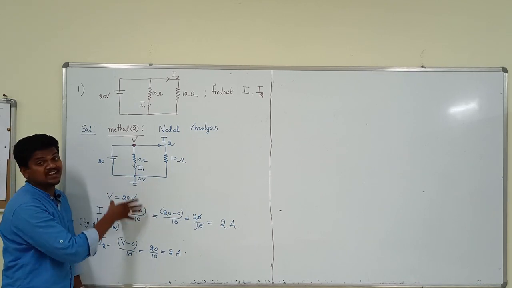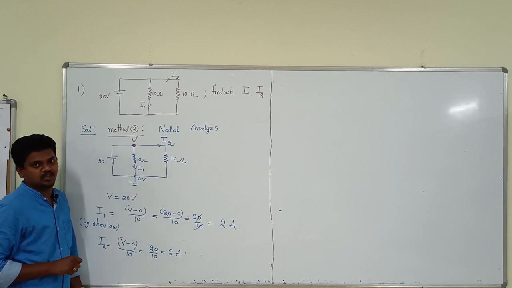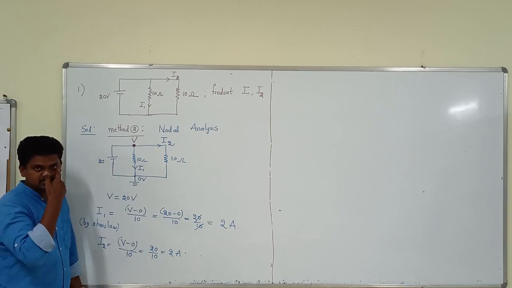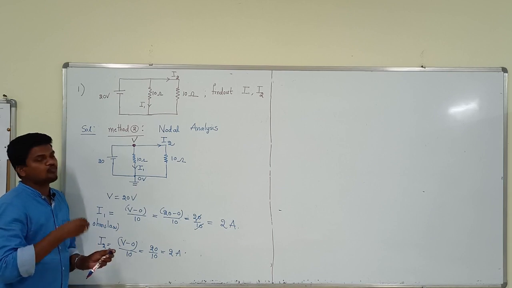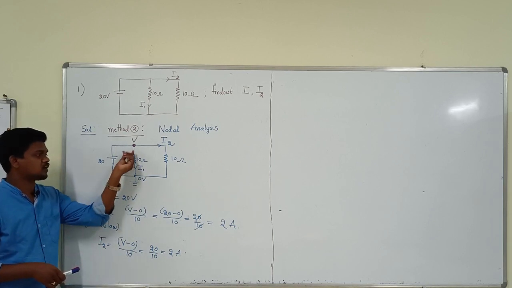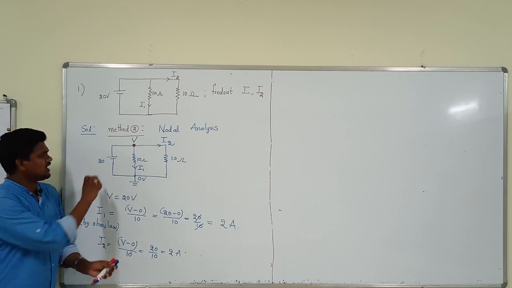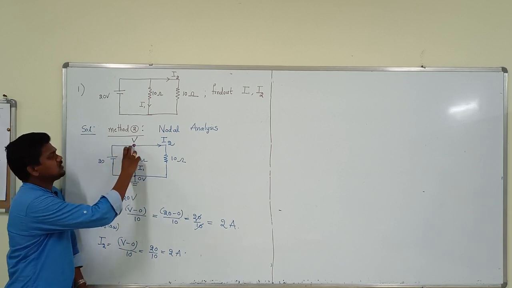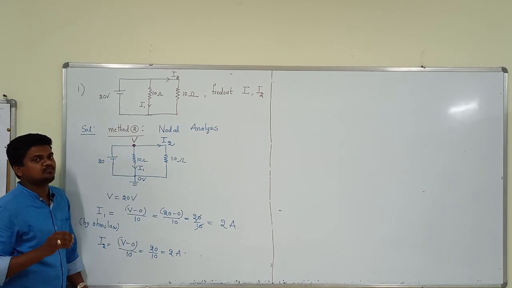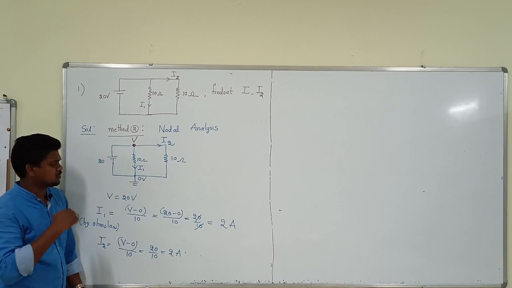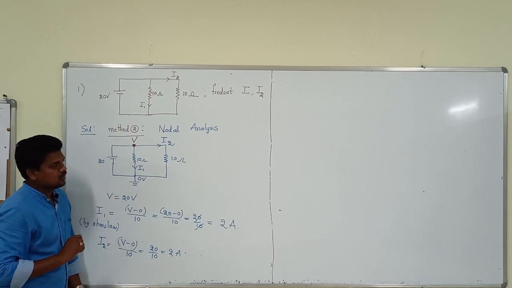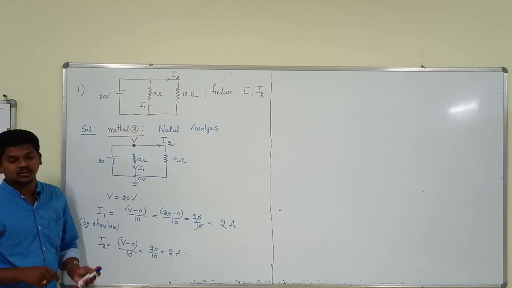That's why nodal analysis is a very simple method. But in order to proceed with nodal analysis, you just follow the rules. Observe the number of nodes and what the voltage of the node is. In this problem we get it directly, because V is connected here. In every problem it is not possible, and wherever it is not possible you have to find it out. So this is method 2, nodal analysis.